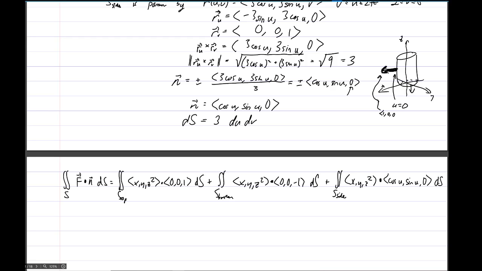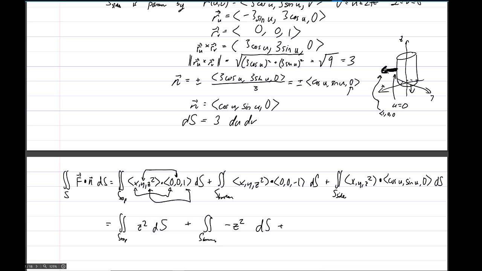Now we've got some cleanup to do. So first off, let's make things as nice as possible. X times 0 plus y times 0 plus z squared times 1. Yeah, so integral over the surface on the top, z squared ds, plus same deal for the integral of the surface on the bottom. We'll have a negative z squared as the integrand there, ds.